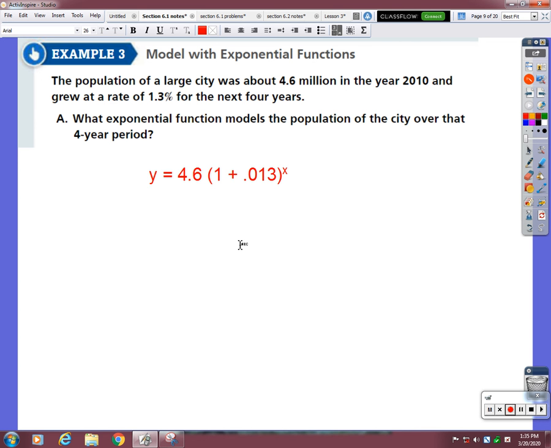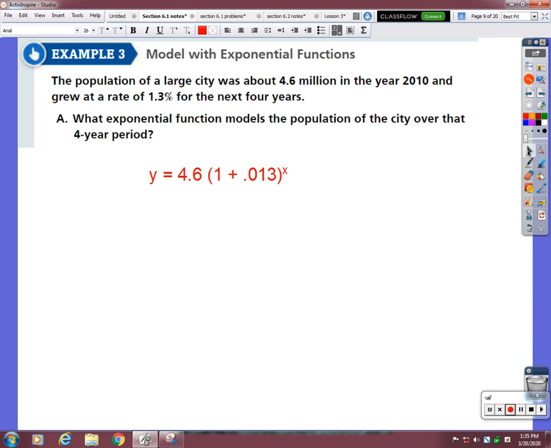So all of the things in this function are pretty easy to understand. The 4.6 comes from the starting population. The 0.013 is 1.3% as a decimal, and the x is the exponent. The only question that I get from students a lot is why is there a 1 there? The 1 is there because that represents the initial population.